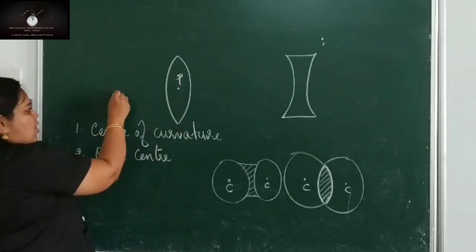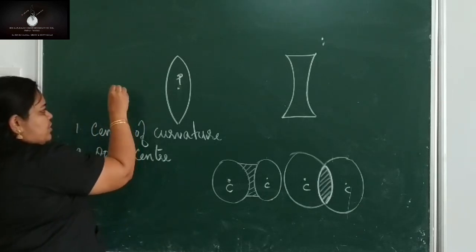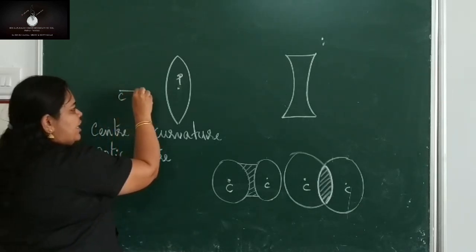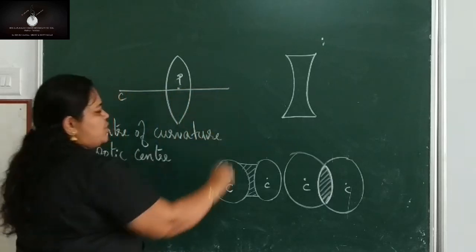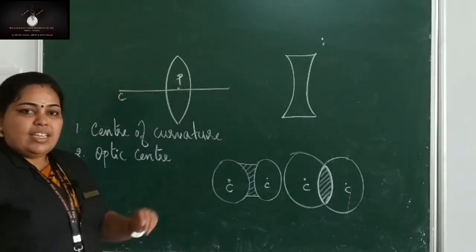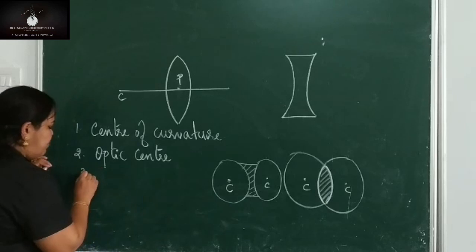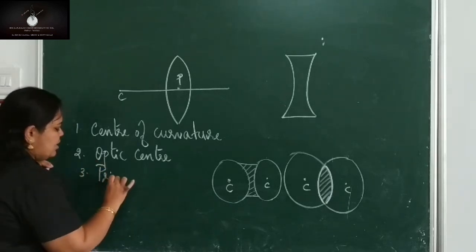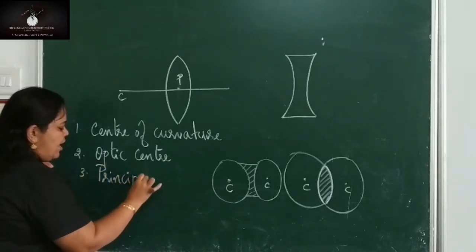Okay. What will you call this? This is a center of curvature. What will you call the line that is passing through the center of curvature and the optic center? It is known as the principal axis.